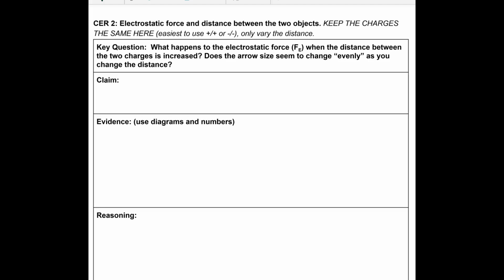All right, so we're going to complete the CER2. We are looking for the electrostatic force and distance between the two objects. So this time we're going to keep the charges the same. We're going to change the distance. And we're also going to try to use the same charges. So we're going to use positive, positive, or negative, negative. And we're going to just change the distance.